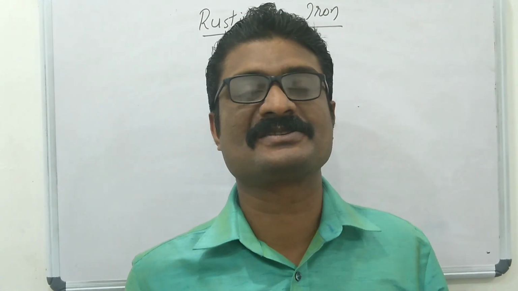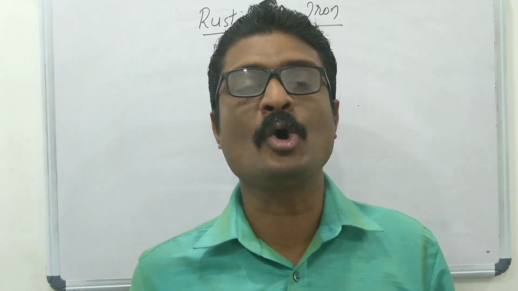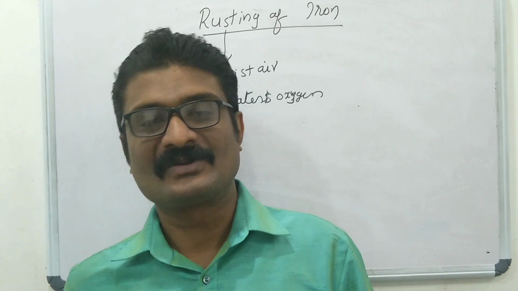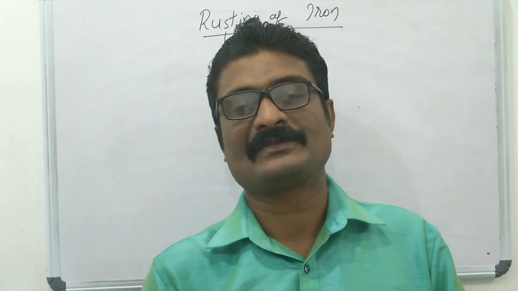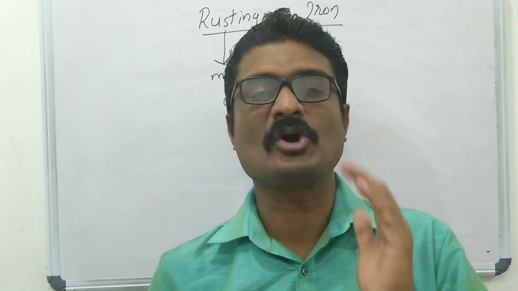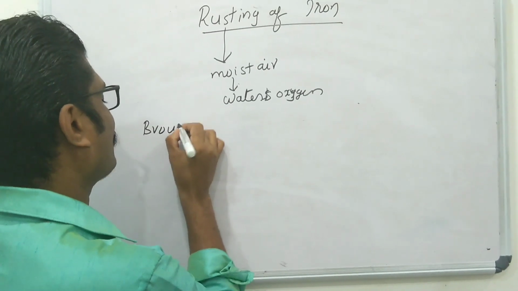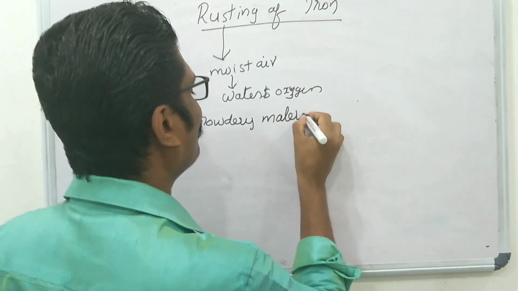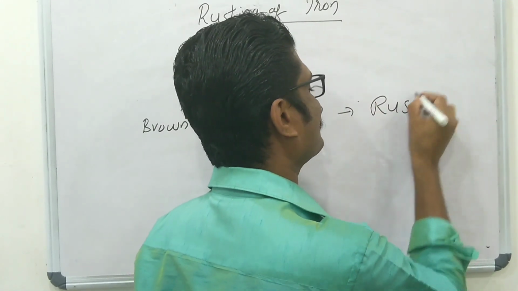gets covered with a layer of brown powdery material. That brown powdery material formed on the surface of iron is called rust.